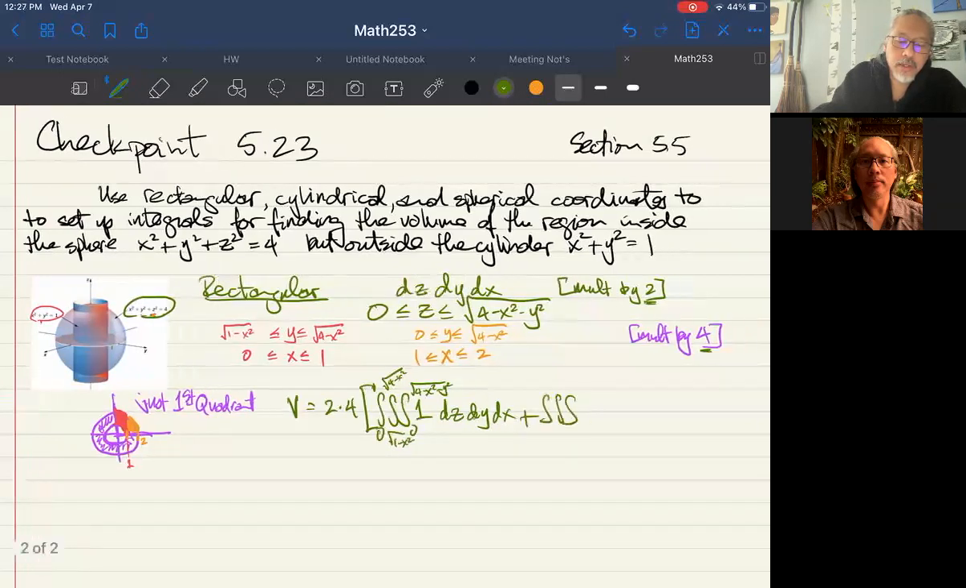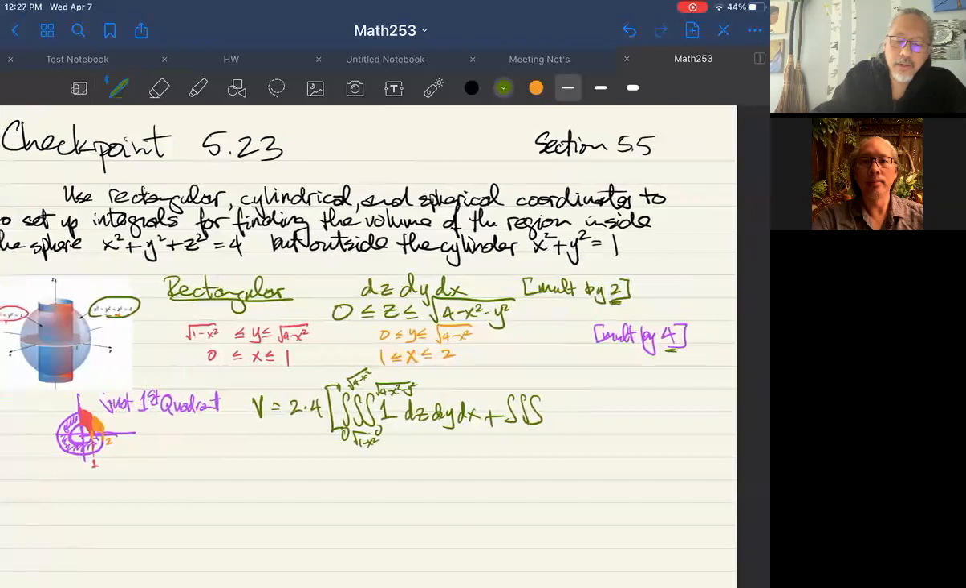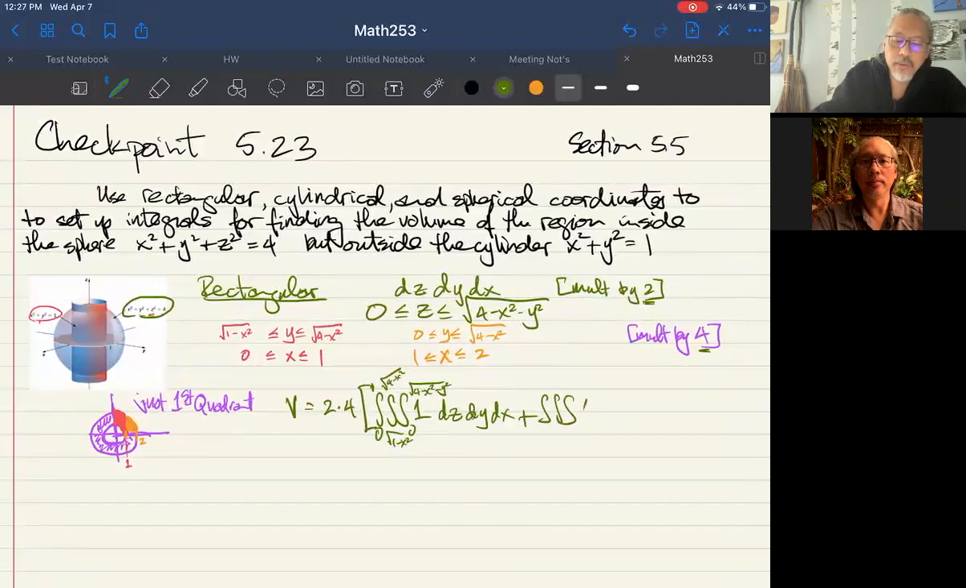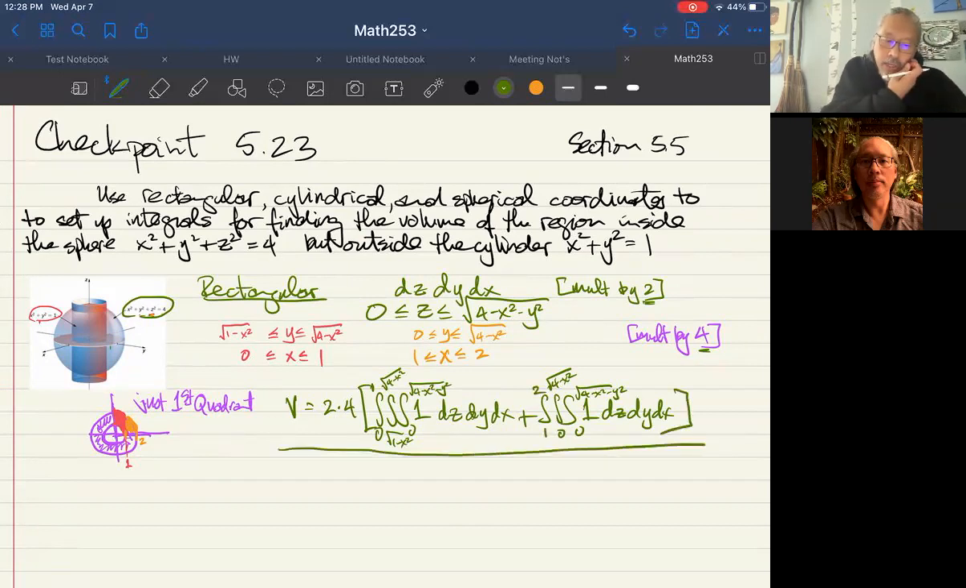And then we'll do a second integral. Again, the integrand is 1, and we'll have dz dy dx like we did before. And your z remains the same, going from 0 to the square root of 4 minus x squared minus y squared. But this time your y goes from 0 to the square root of 4 minus x squared, and then your x goes from 1 to 2. Okay, so this is your integral setup in rectangular coordinates.